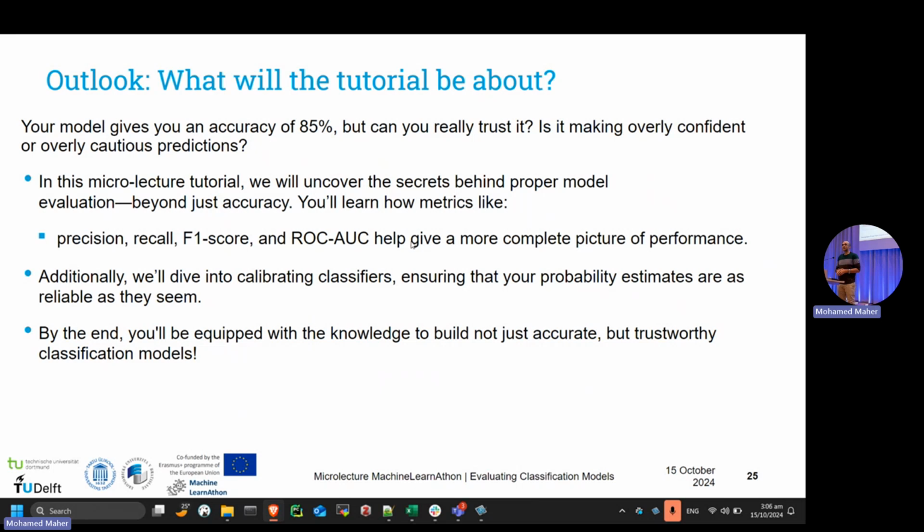In addition to that, we are going to find out the reliability diagram and calibrate this classifier in order to ensure that the probability estimates are as reliable as they seem. And by the end, you will be equipped with the knowledge to build not just accurate but trustworthy and reliable classification models. Thank you.